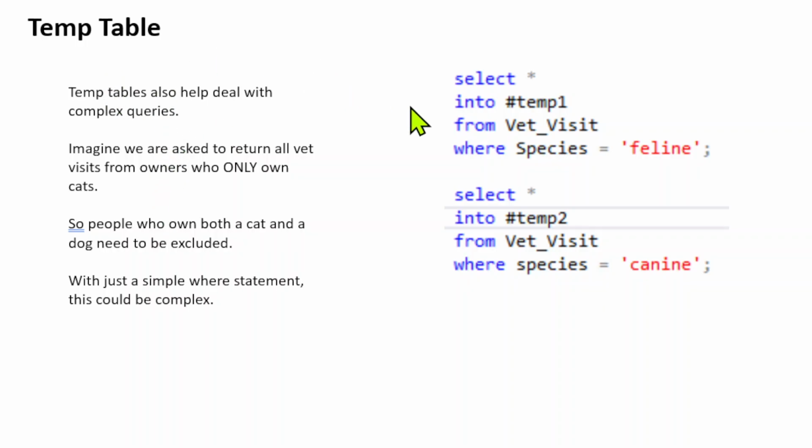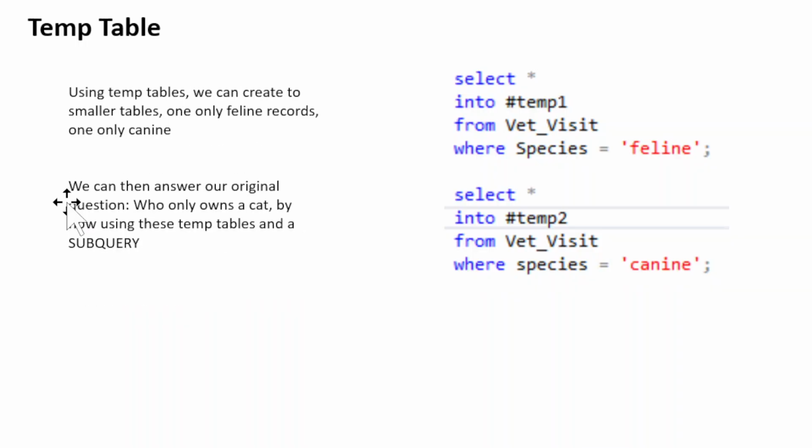Imagine we're asked to return only vet visits from owners who only own cats. So people who own both a dog and a cat need to be excluded. Honestly, if you think about it, it can be a little complex. I'm going to break it into two tables. I'm going to create a table, temp one, which is only our feline people, and temp two, which is only our canine people. So using temp tables, we can create the smaller tables using only feline records and only canine records. Then we can answer our original question, who owns only a cat, by using a subquery.